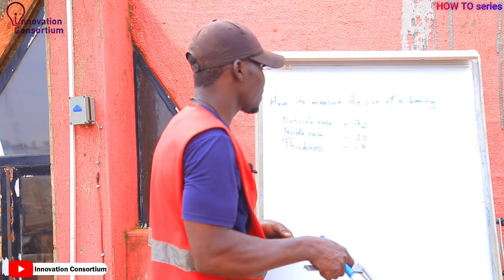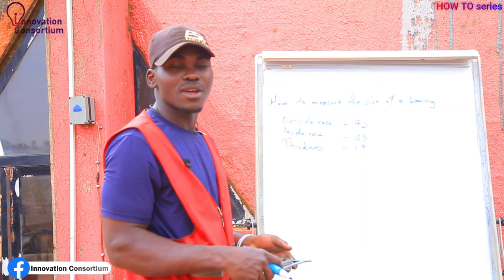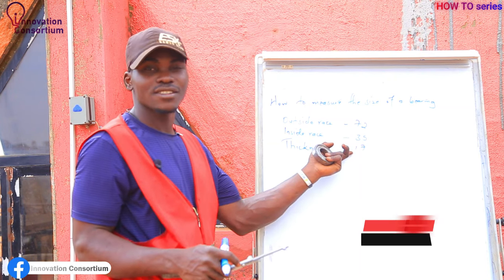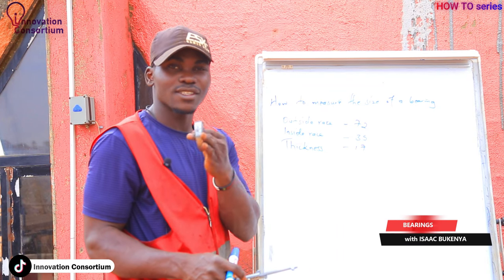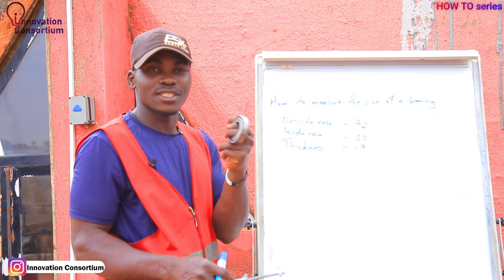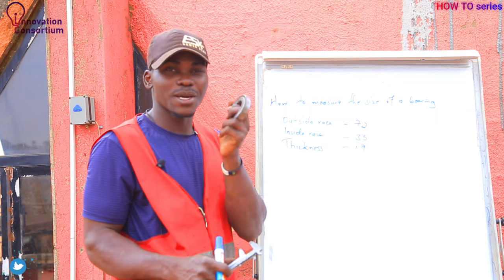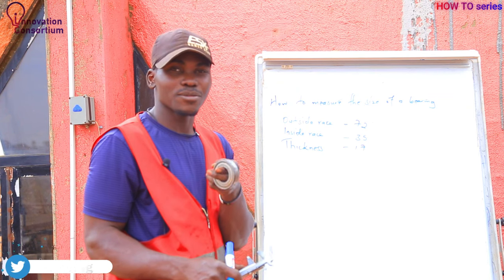So basically, if you're to order any bearing and you have these sizes, by all means, you'll be able to get this specific type of bearing. If you have these measurements, whether you order it from Germany or from Chisenyi or from anywhere, it will be the same type of bearing.